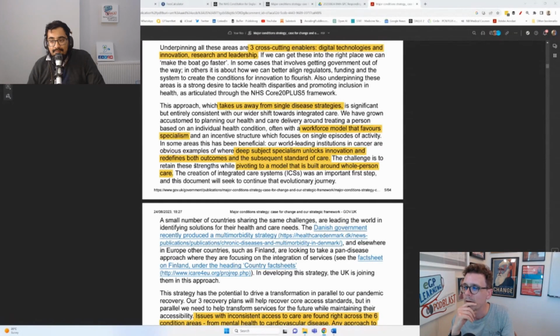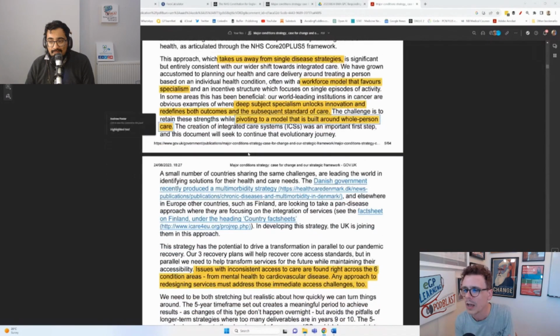But they do talk about retaining these strengths whilst pivoting, a shift in focus to a model that is built around whole person care. And later on in the document, they talk a lot about generalism, actually. So I think as general practice, we should feel both reassured by that, but also with that probably comes quite a lot of work and focus on what we're doing. And probably also a focus on medical generalism within hospitals as well, and surgical generalism. So that's a big focus of the document.